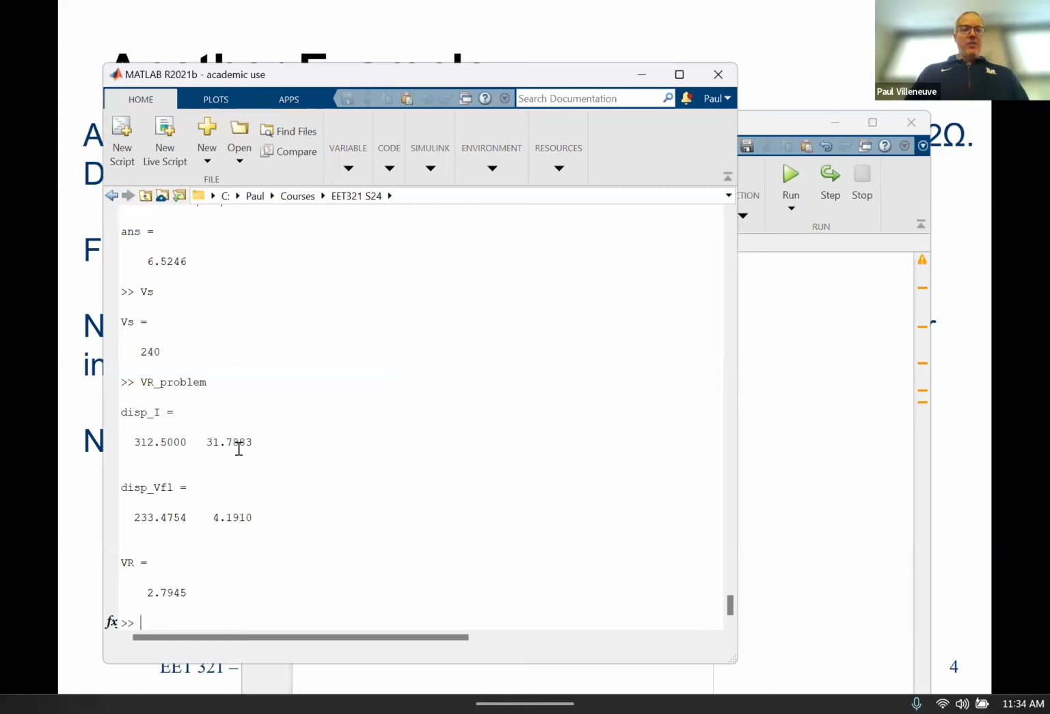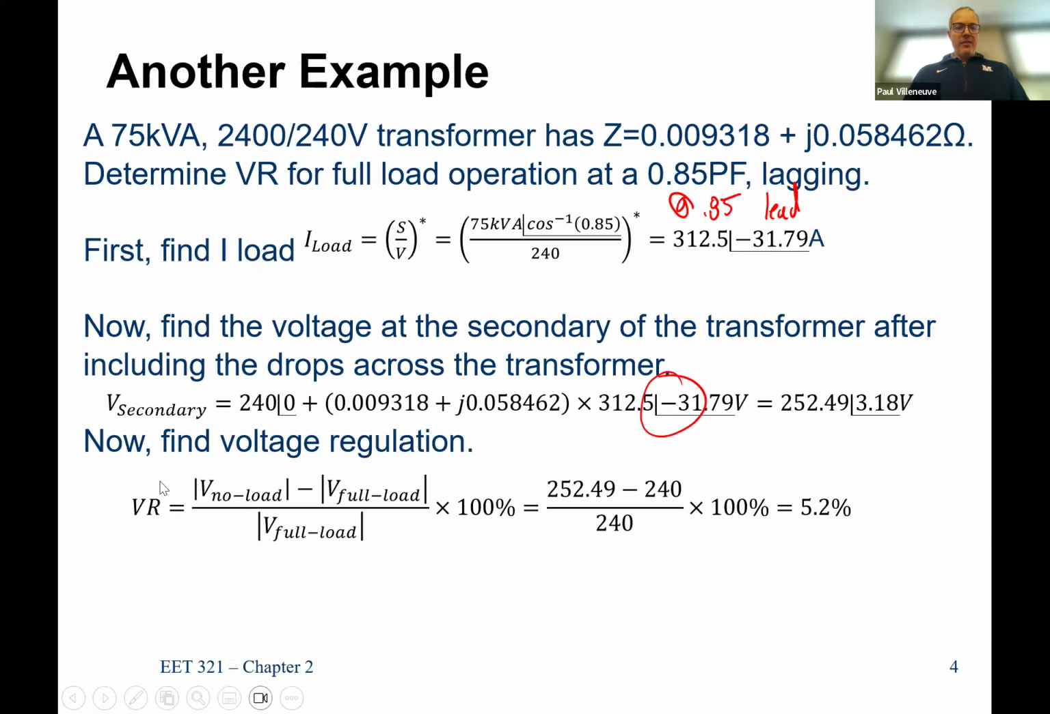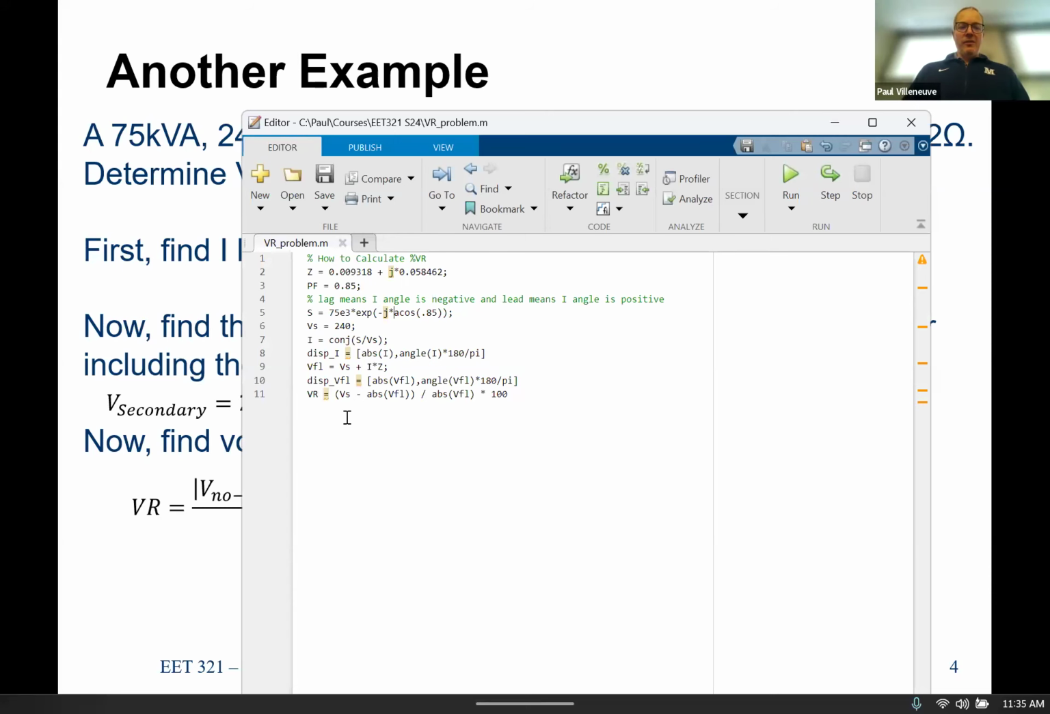So that's 312.5. That is a leading power factor. So it should be 233.47 minus 240, divided by 240. Do I have it backwards? V no load minus V full load. So V no load. Oh, yes, you're right, because V full load is 240. Thank you. Should be this one. Minus, we got it backwards. This should be minus VS, or just VS. Yes, yes.